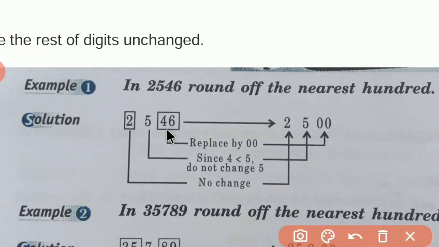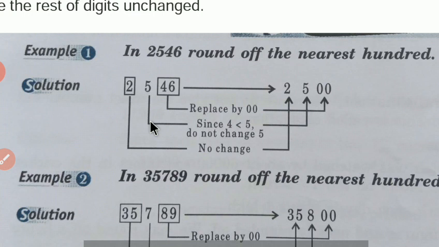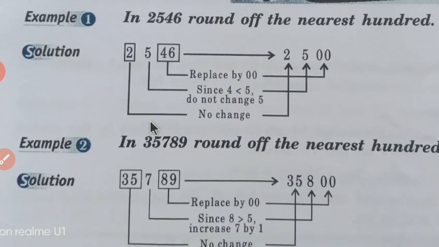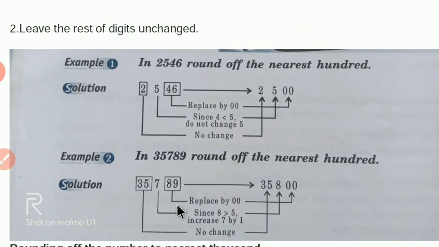2546. For nearest 100 we have to see the tens digit. If it is greater than 5, then you have to increase the hundreds digit by +1, and if it is less than 5, then write the hundreds digit as it is. Let us see the second one.